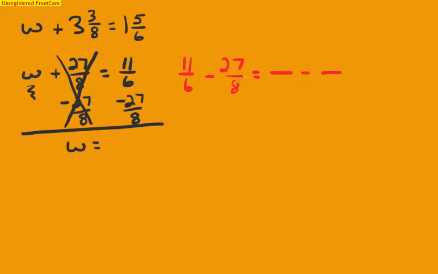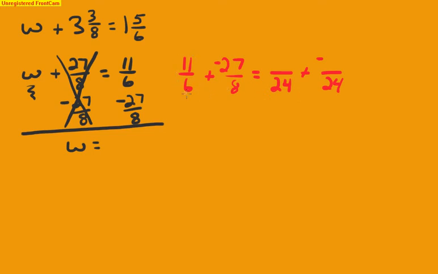Okay, and I'm going to change the minus to a plus and make that 27 negative. So change that to plus, and whatever that ends up being will be negative. Okay, with 6 and 8, the lowest common denominator is going to be 24. So I'm going to put 24 on the bottom on both sides. And so we change both our fractions.